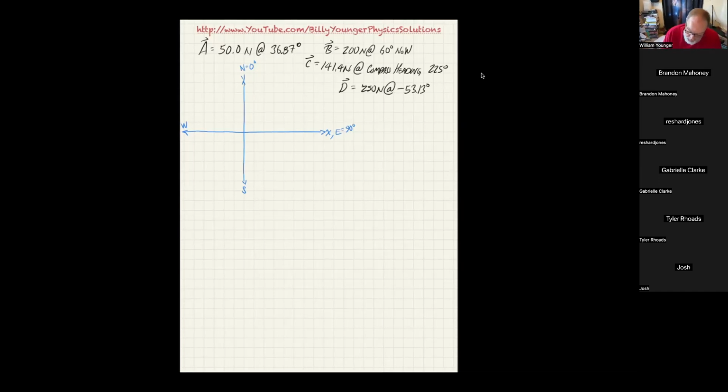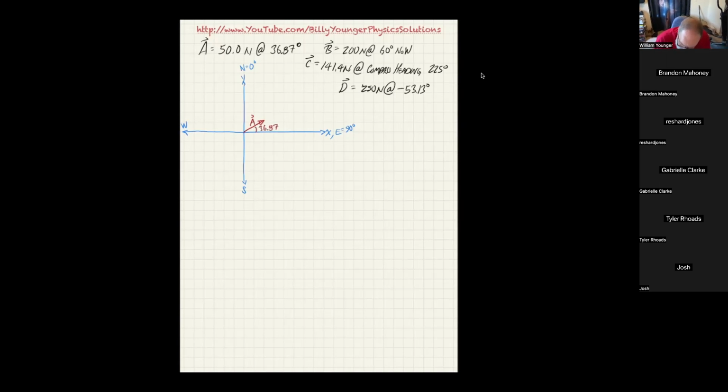Okay, so I've sort of expressed all the different ways they can be expressed. I'm going to draw them quickly. I'm not going to worry too much about scale because you can see I've got as small as 50, and then 200, which is 4 times as big, and 250, which is 5 times as big. So I'm going to try to do 36.87. I'm going to draw vector A. Vector A is going to be about 36.87 degrees, and it's going to be about 50 newtons. So I'll say that's A right there.